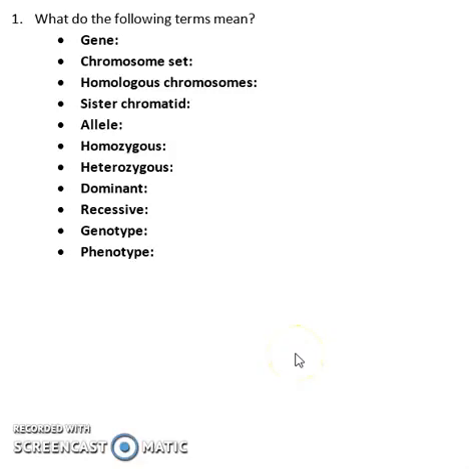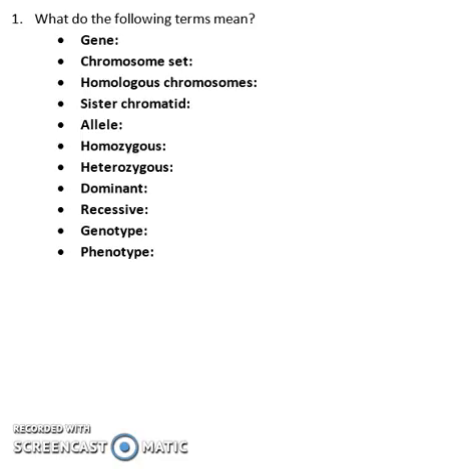Group problems for section 1. Question 1 is defining some terms. A gene, a segment of DNA that functions to produce an RNA molecule. Chromosome set, all the chromosomes inherited from one parent. Human cells have two sets, a maternal and a paternal. Homologous chromosome is a set of one maternal and one paternal chromosomes.